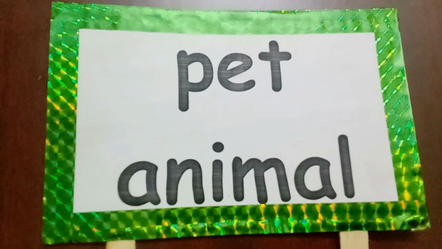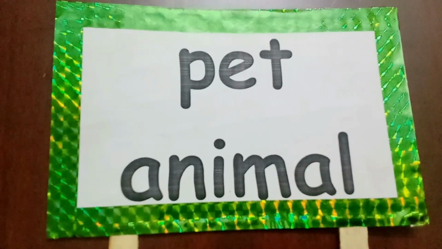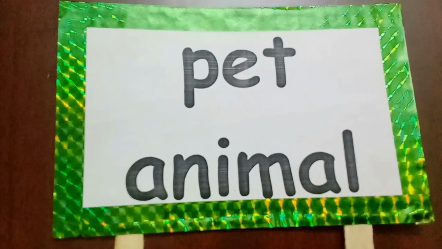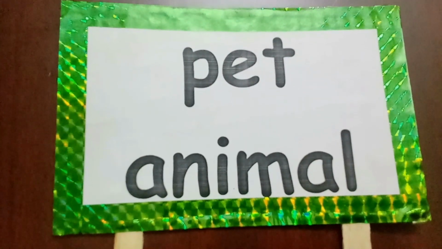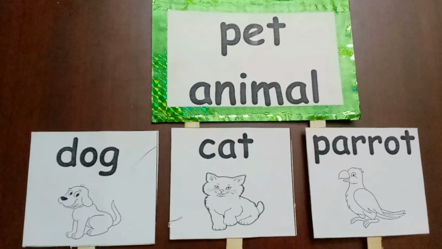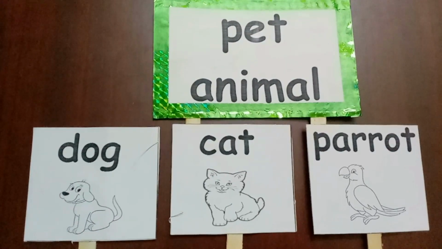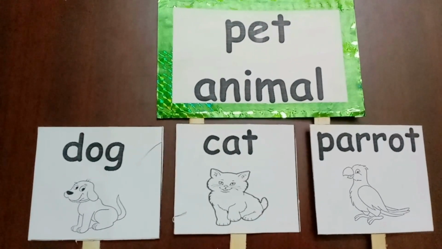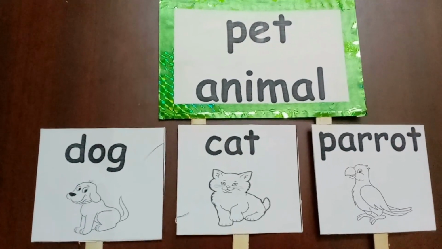First one, pet animals. Pet animals usually live with an individual or with a family. Now let us see some of the animals that live with a family or with an individual. Here we have dog, cat, parrot. So these are the animals that live with a family or with an individual. So they are called pet animals.